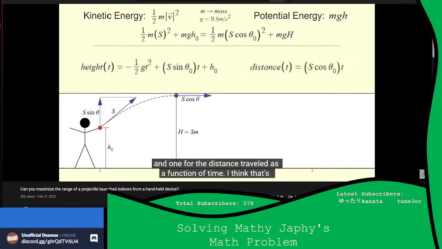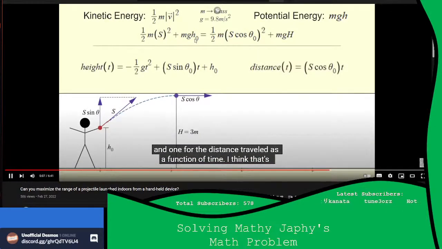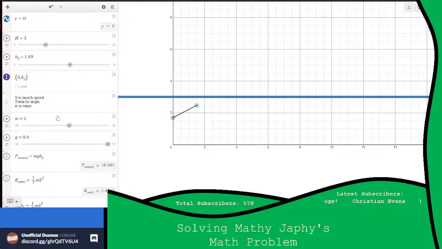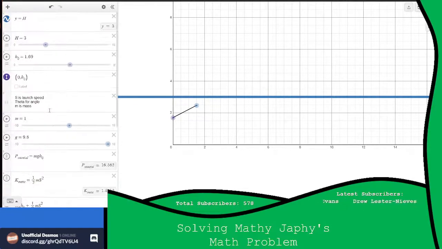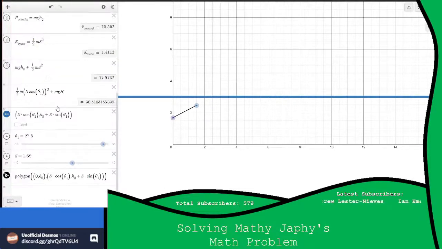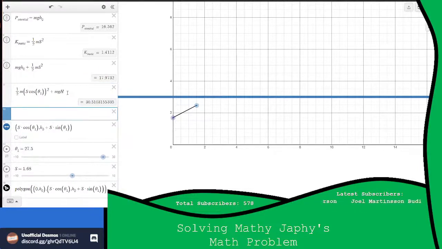Okay, and then we want to make that a function of velocity. Yeah, we want to make this a function of s, which is the velocity. So, okay, we can do this. This isn't as bad as it would be. Actually, it's still pretty bad. All right, so we set these two equations equal to each other.